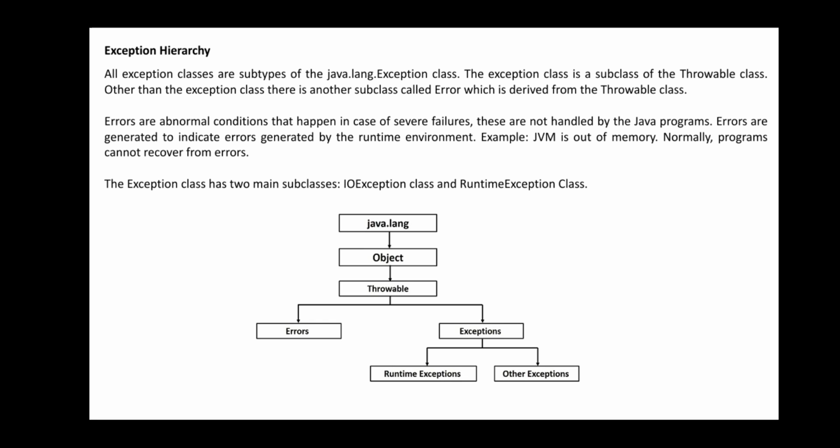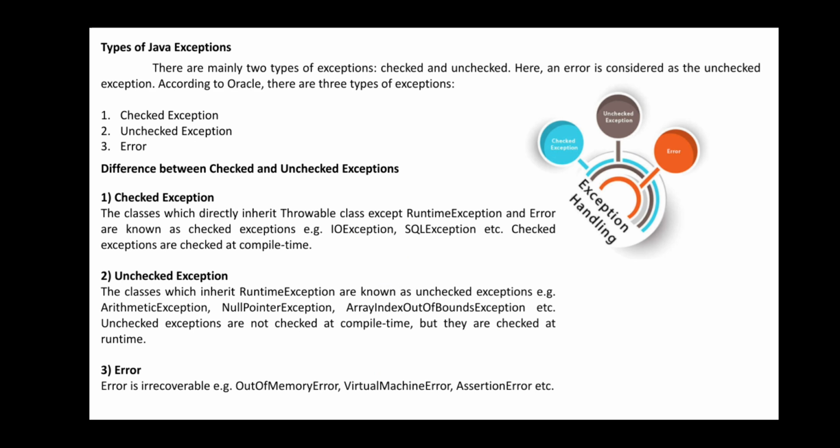We have already seen all these things. The exceptions we are going to see one by one, the different types of exceptions. Today I'll be going through this particular slide. If time remains, we'll go on to the other things. There are mainly two types of exceptions called checked and unchecked. Here, an error is also considered an unchecked exception.